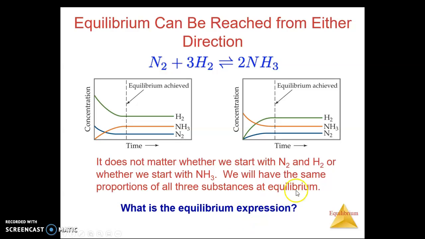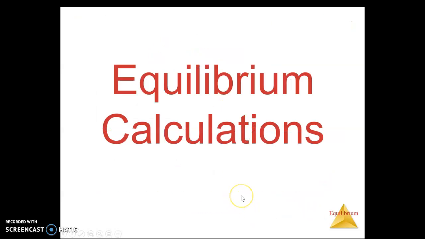And what's the equilibrium expression? Looking at this, it's the product of products raised to their coefficient power divided by the product of reactants raised to their coefficient power. It'd be cubed here and first power there. Equilibrium calculations.